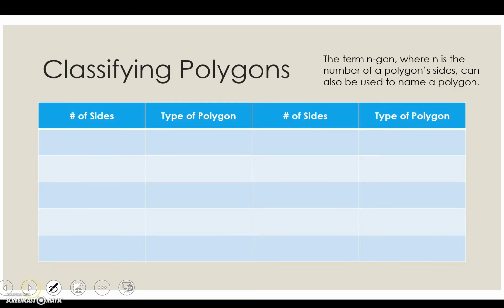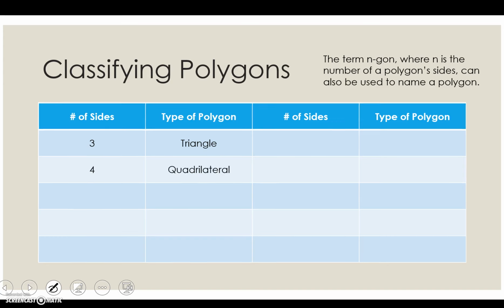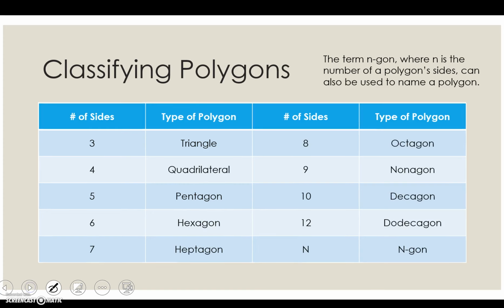Classifying polygons by the number of sides. So I want you to create a chart. We probably are familiar with 3 sides. If we have 3 sides, we know that it is called a triangle. If we increase it to 4 sides, now we have ourselves a quadrilateral. The words tri and quad should stand out to you: tri meaning 3 and quad meaning 4. Things you may or may not know: 5 is a pentagon, and then 6 is a hexagon.